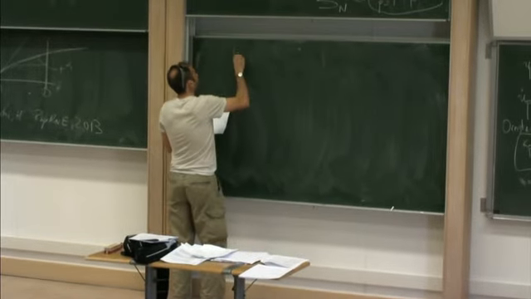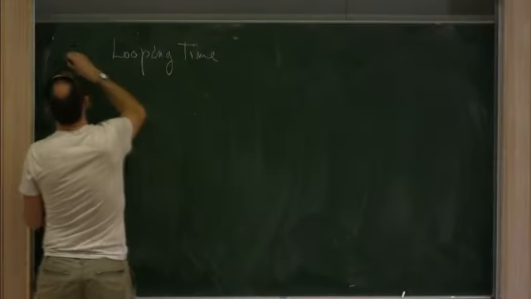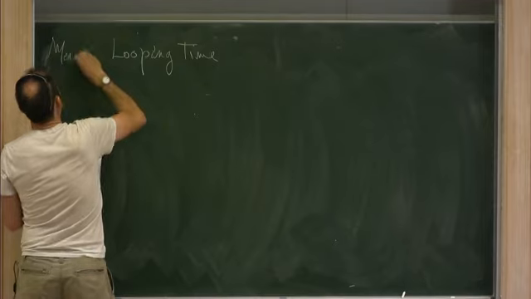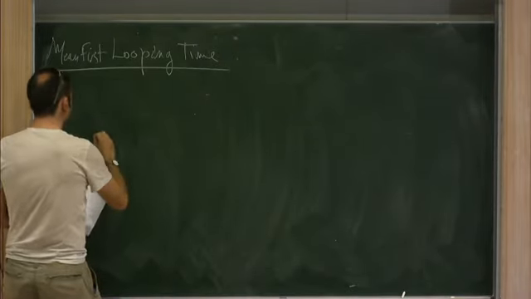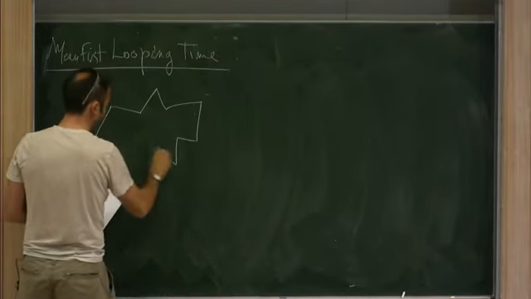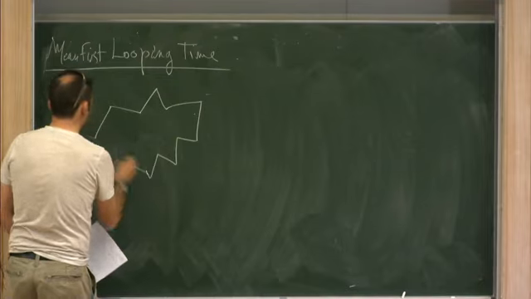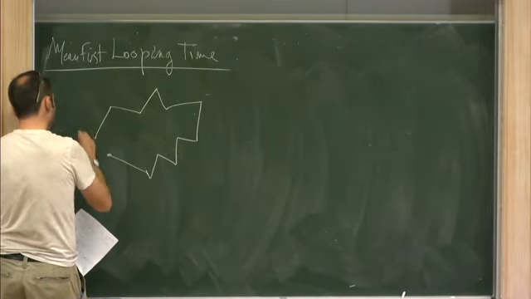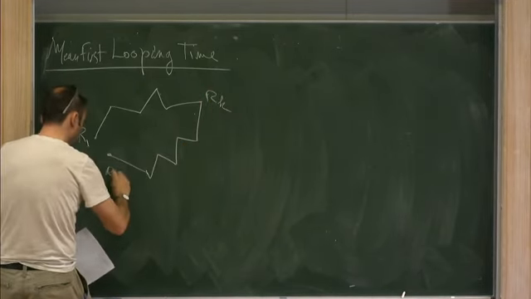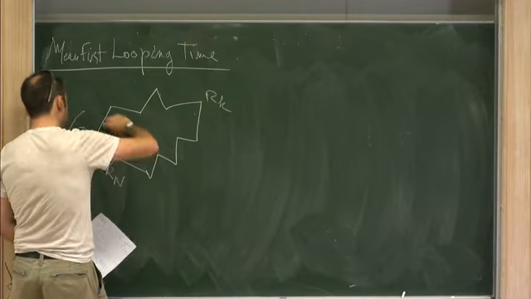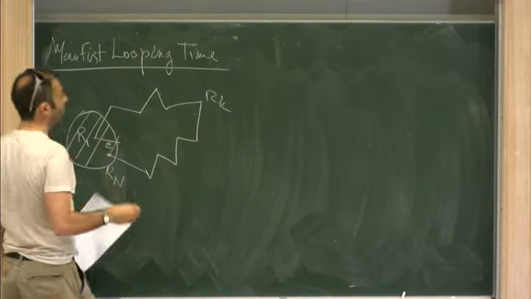So the looping time, which is really the mean first looping time. This is the time it takes. So we have bead R1, okay, Rn, and you're interested in when this bead is entering for the first time a ball of radius epsilon of R1.